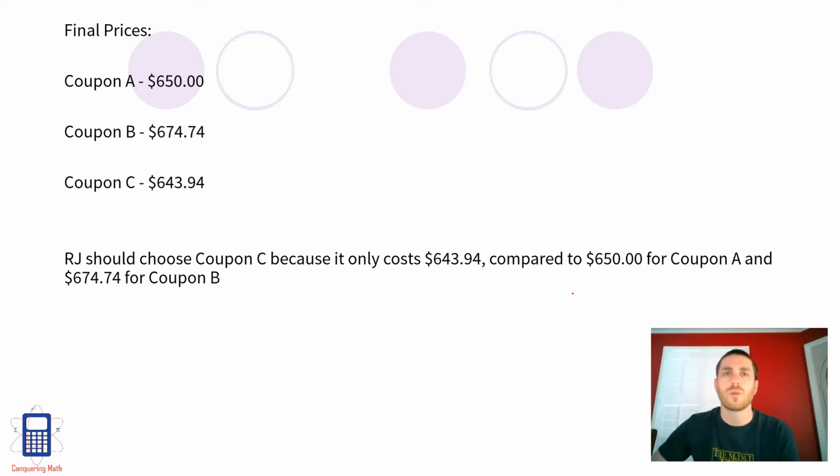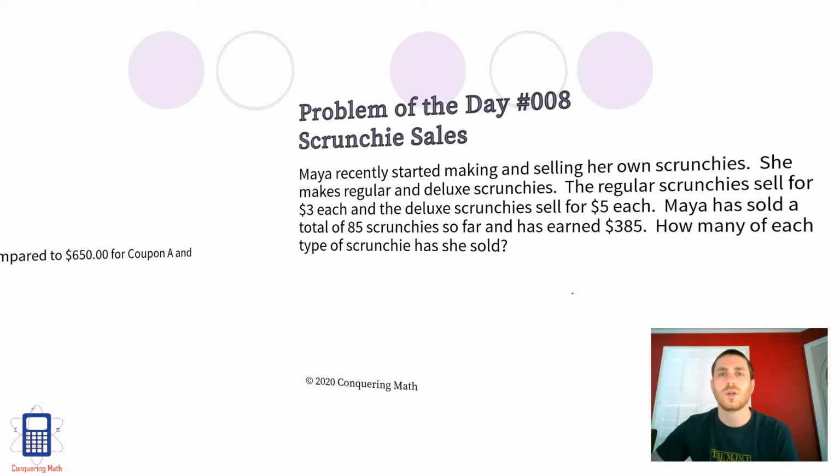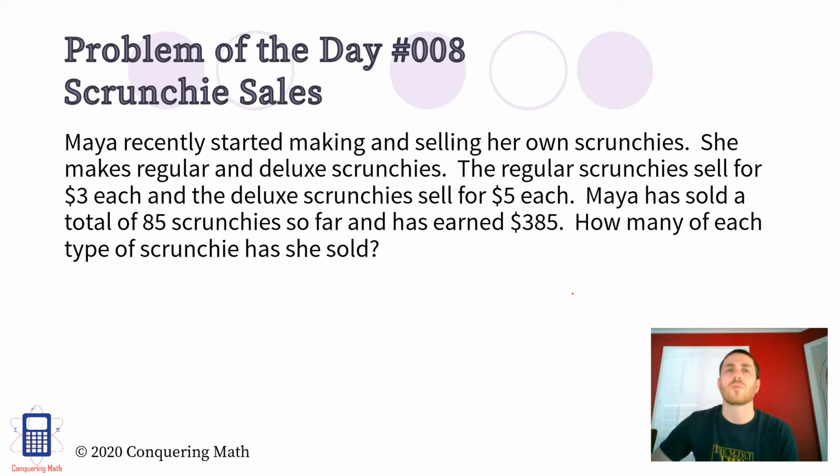Now let's take a look at the problem of the day for tomorrow. So tomorrow we will be looking at problem of the day number 8, which is scrunchie sales. Maya recently started making and selling her own scrunchies. She makes regular and deluxe scrunchies. The regular scrunchies sell for $3 each, and the deluxe scrunchies sell for $5 each. Maya has sold a total of 85 scrunchies so far and has earned $385. How many of each type of scrunchie has she sold?